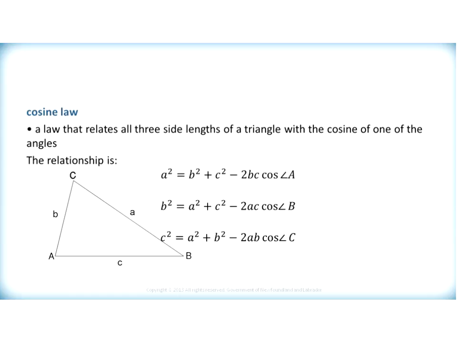You may notice that the cosine law looks a lot like the Pythagorean theorem. We've just got an extra piece of information tacked on at the end of it. Also notice that if we're looking for a given side, we're using the cosine of the opposite angle. If we're looking for side A, we use the cosine of angle A. If we're looking for side B, we use the cosine of angle B. And if we're looking for side C, we use the cosine of angle C.